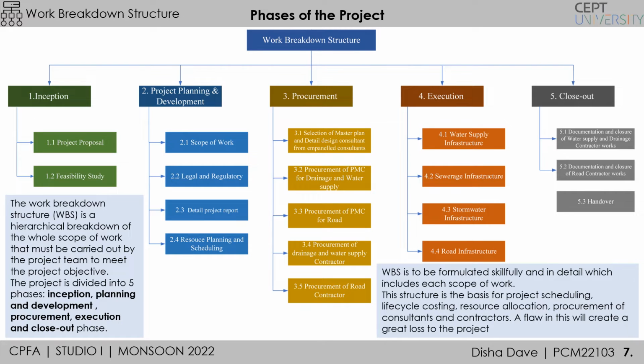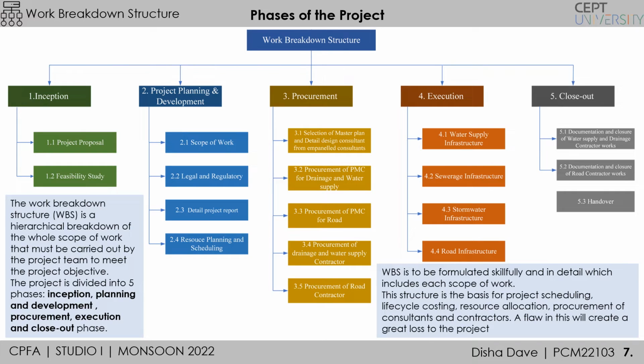Further, the master planning and detailed design consultant identifies the scope of work, legal and regulatory things, detailed project report, and resource planning and scheduling is done in the project planning and development stage. Procurement stage consists of various procurement of consultant as well as contractor. As a part of this project, the strategy is developed: one is the master planning and detailed design consultant, who is hired before the feasibility study, because he is going to do the feasibility study.